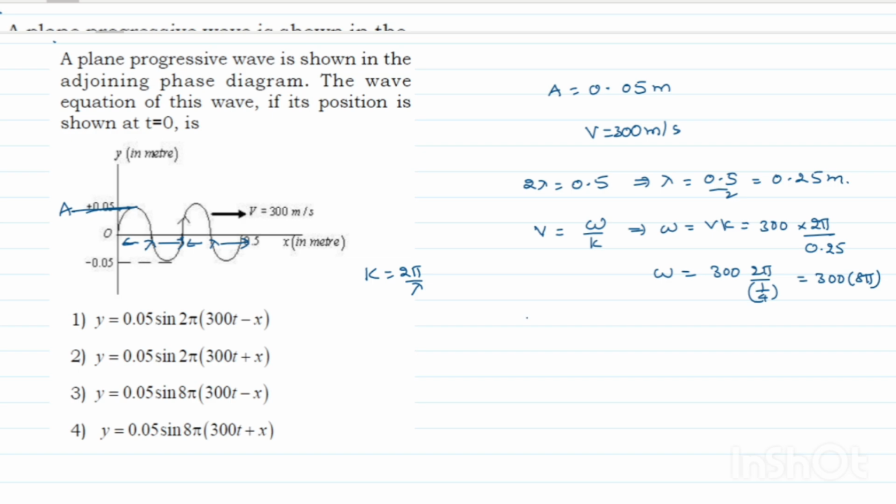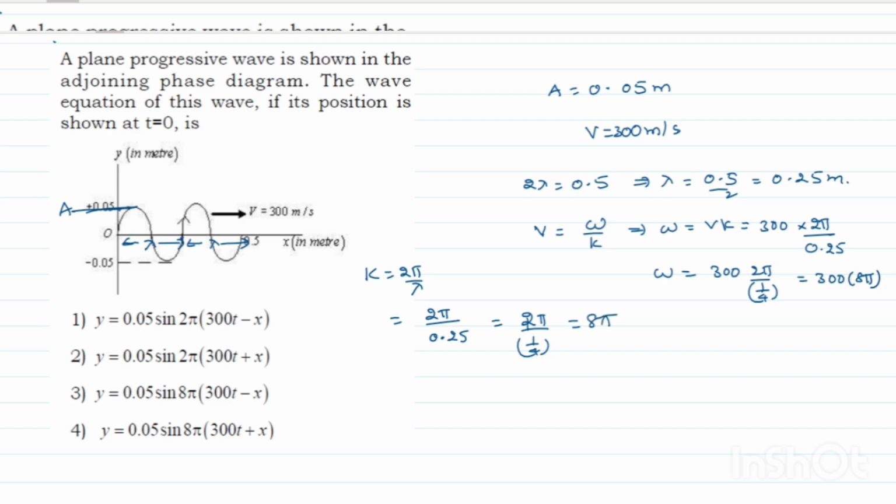And the next thing is k equals 2 pi by lambda. Lambda is given as 0.25, which is 1 by 4. So 2 pi by 1 by 4 is nothing but 8 pi.